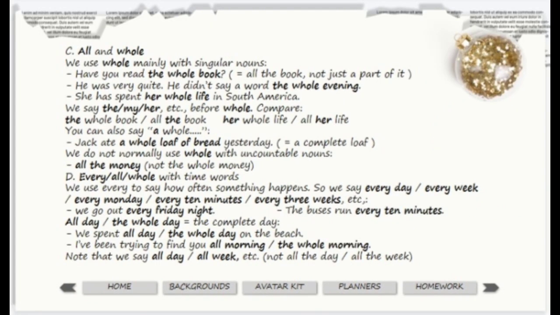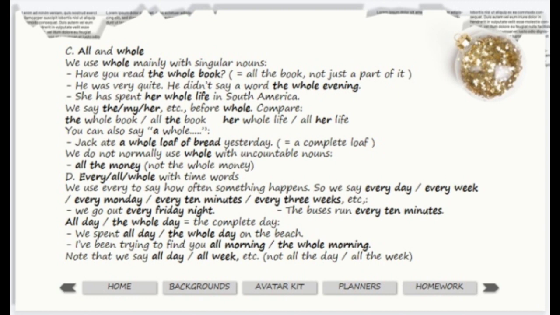C. All and whole. We use whole mainly with singular nouns. For example, have you read the whole book? It means all the book, not just part of it. So we say the, my, her, and etc. before whole. Compare the whole book or all the book, her whole life or all her life.